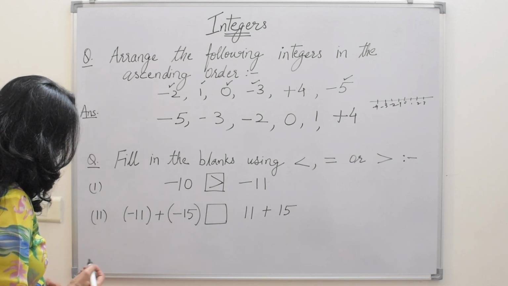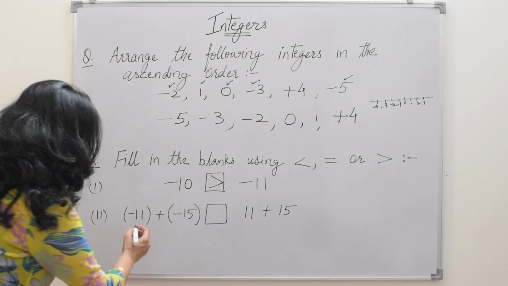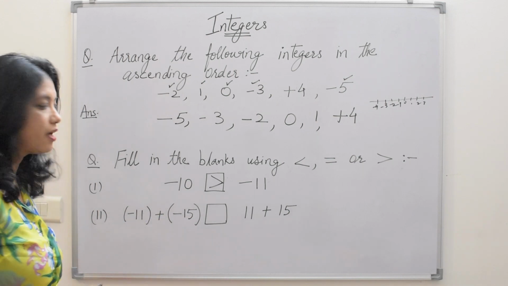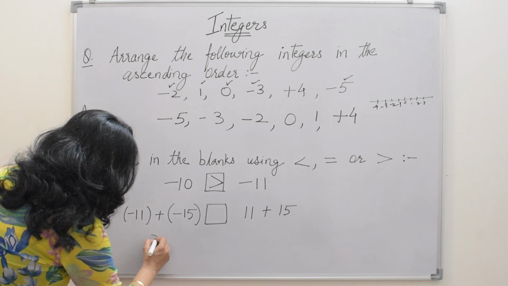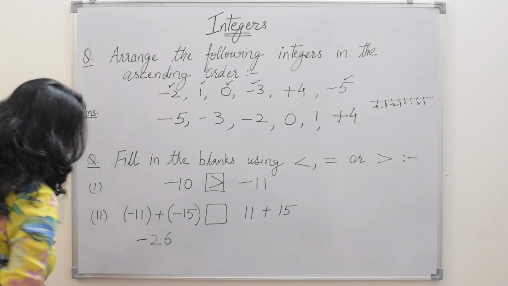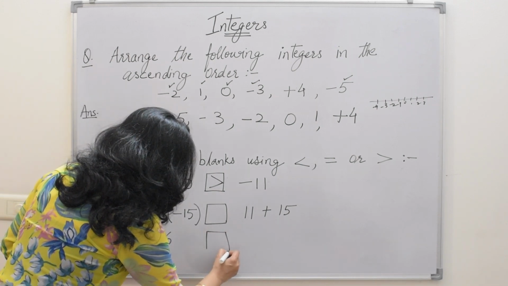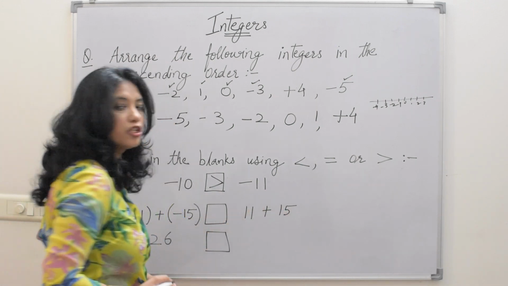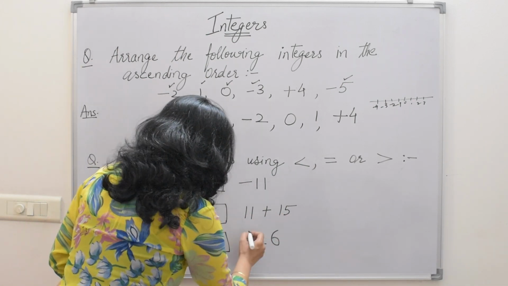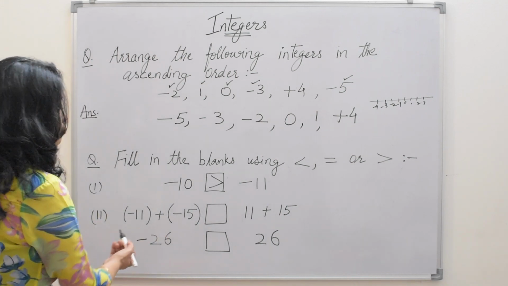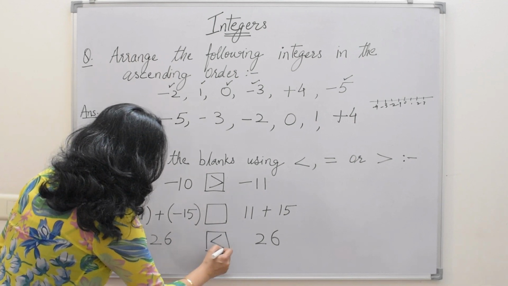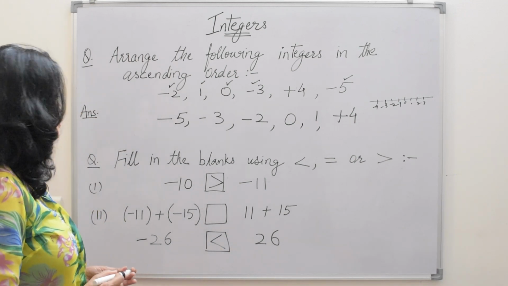Now let us see this part. First we will solve it. Here we have two numbers. They are of the same type, both negative numbers. So we will add them. When we add them we get 26. Sign of the bigger number means minus. Here both are positive numbers. We will add them. Again we get 26. This is a positive number. Now we know positive numbers are always bigger than negative numbers. So we will put this sign here.